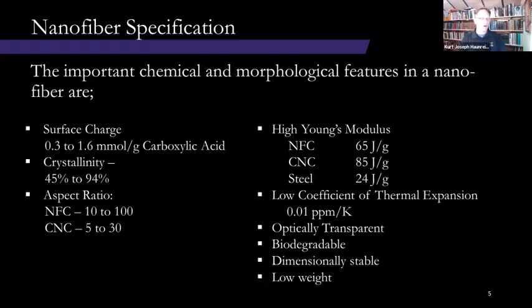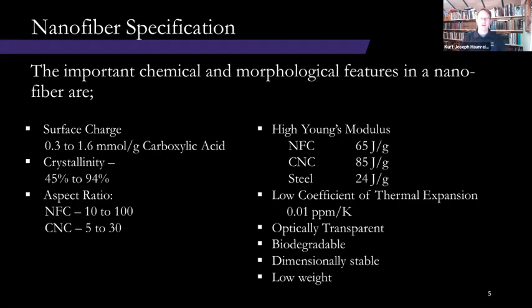But the second thing is aspect ratio. Presumably you've heard this a lot: your length divided by diameter. For NFC, the aspect ratio is typically 10 to 100. The NFC that you will be producing in this lab will be between 50 and 80, roughly. For crystalline nanocellulose, the amorphous regions are completely gone. Its aspect ratio is in the 5 to 30 range. So that's another way of highlighting whether it is CNC or NFC.